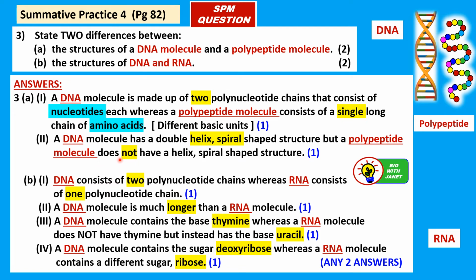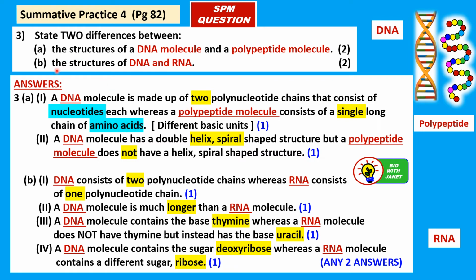And 3A2, a DNA molecule has a double helix spiral shaped structure. So double helix means it's a spiral shaped structure consisting of 2 strands of polynucleotides. But a polypeptide chain does not have a helix or spiral shaped structure. It is not spiral in shape, although the polypeptide chain can be folded to form a 3-dimensional shape of a protein molecule. Okay, but it is not a spiral shape or does not have a helix shape. So these are the 2 differences between the DNA molecule and the polypeptide molecule.